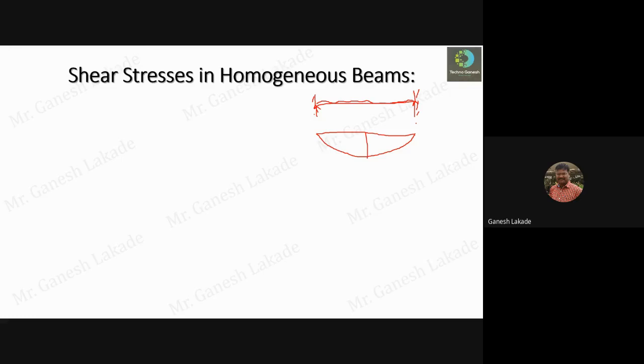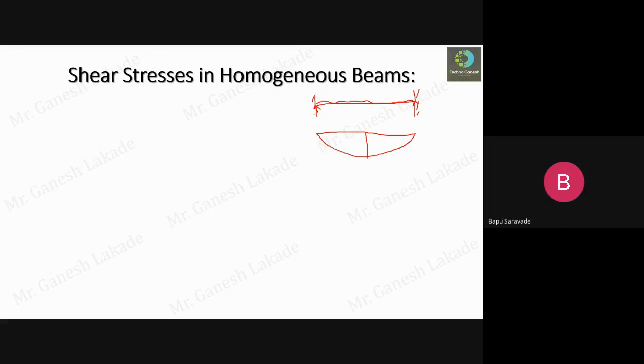Fixed support साठी bending moment diagram कशी असेल? Same असेल sir, अशीच. Same असेल. There is a slight change in this diagram. काय फरक असतो जोडणार आहोत?